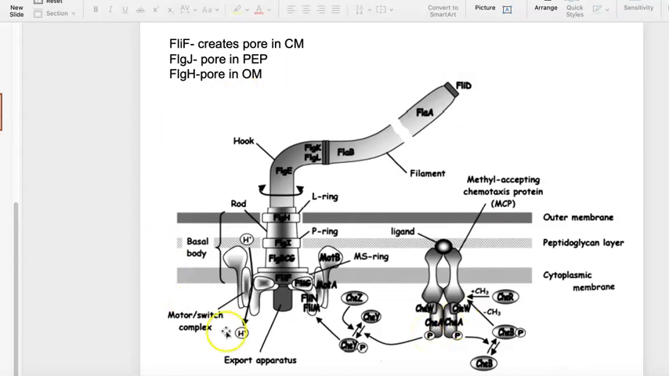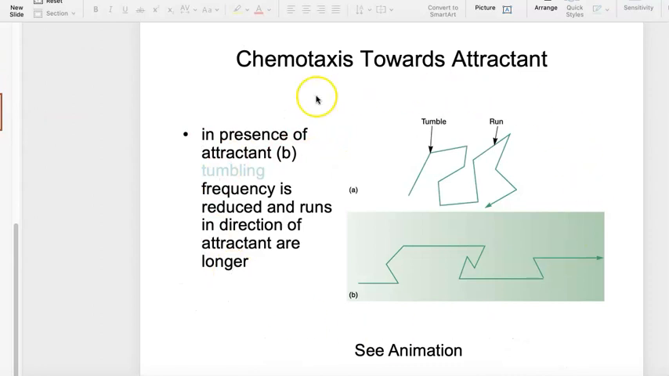So again, just different looks at this. It's not new information, shouldn't be new information, but it's just a different look at this for you to help with your studying. And I already went over the concept of run and tumble, that was covered nicely in the animation.